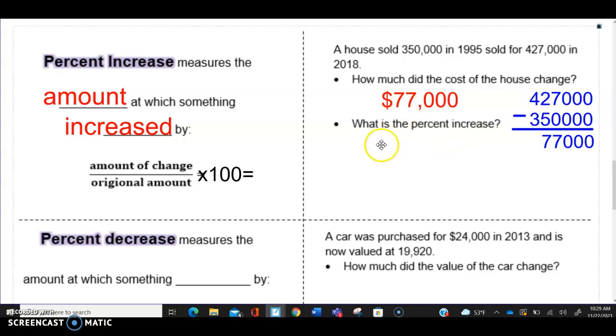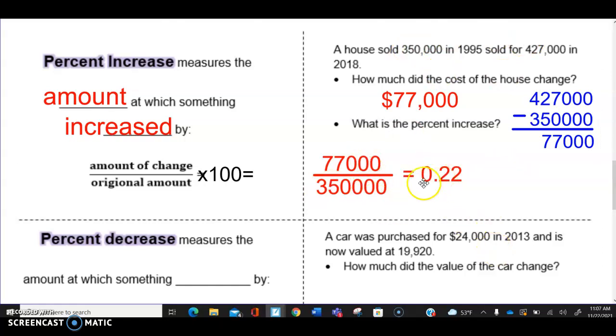We would do 77, or the change, over the original amount, which was $350,000. When we do this division, we get 0.22, but again, if it's asking for the percent increase, we would have to multiply by 100, which is going to swoop our decimal 2 places, giving us a total of 22%.